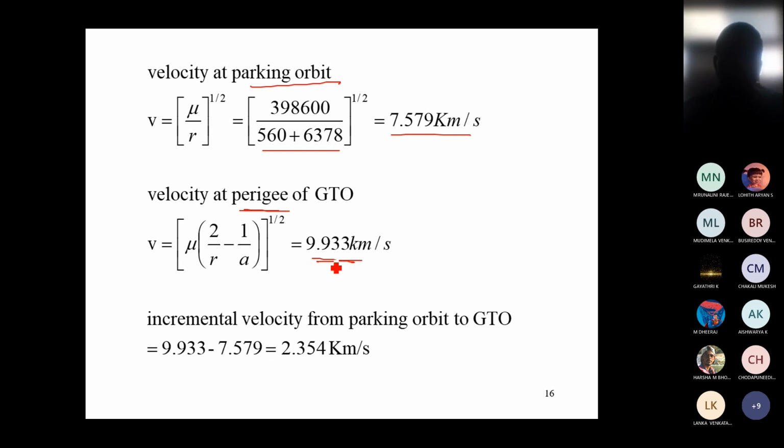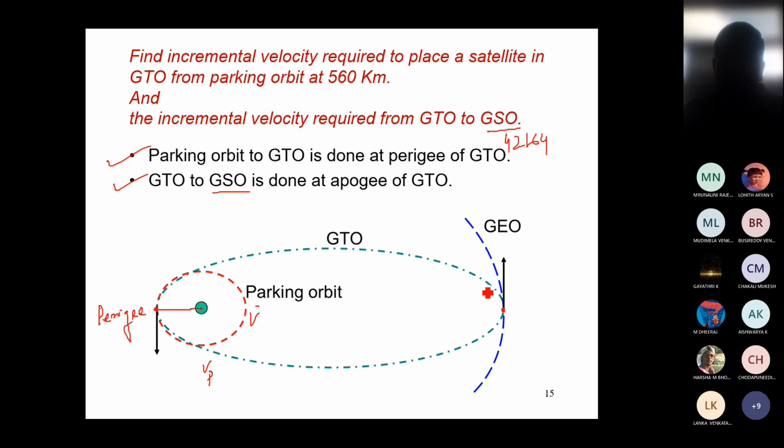Okay. So in this way, we can find what is the incremental velocity. It is coming somehow 2.3 kilometers per second. So if the velocity is increased by this value, then there will be a change of orbit. Okay. Now, what happens whenever the satellite changes from GTO orbit to GEO orbit? So we have to first of all find out what is the velocity at apogee. When the satellite moves in the GTO orbit, we have to find out what is the velocity at apogee.